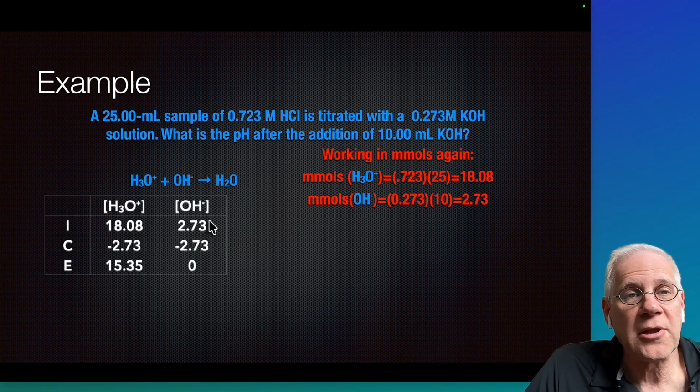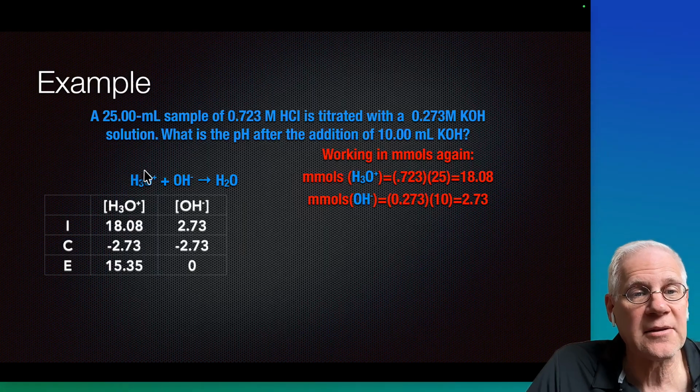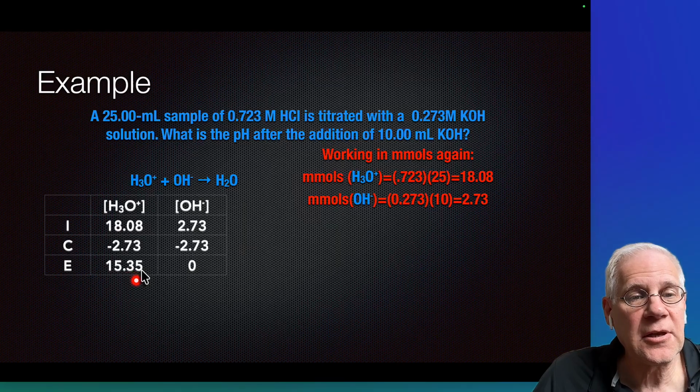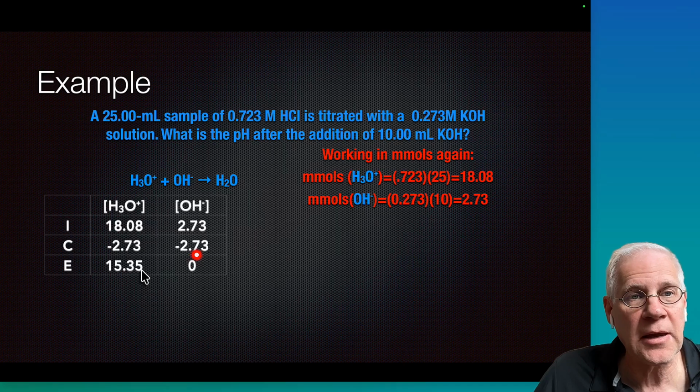They are going to completely react, 100%, and they're going to react until one of them is done. So you can look at the values. We have 18.08 and 2.73. They react 1 to 1. And so all of that OH- is going to get used up, and it's going to use up the exact same number of millimoles of H3O+, again, because they react in a 1 to 1 ratio. And so what we have left here is 15.35 millimoles of H3O+ at the end. It's just this minus this, and we get 15.35. Our hydroxide is going to be completely reacted. There's not going to be any hydroxide left in that solution from the added KOH.